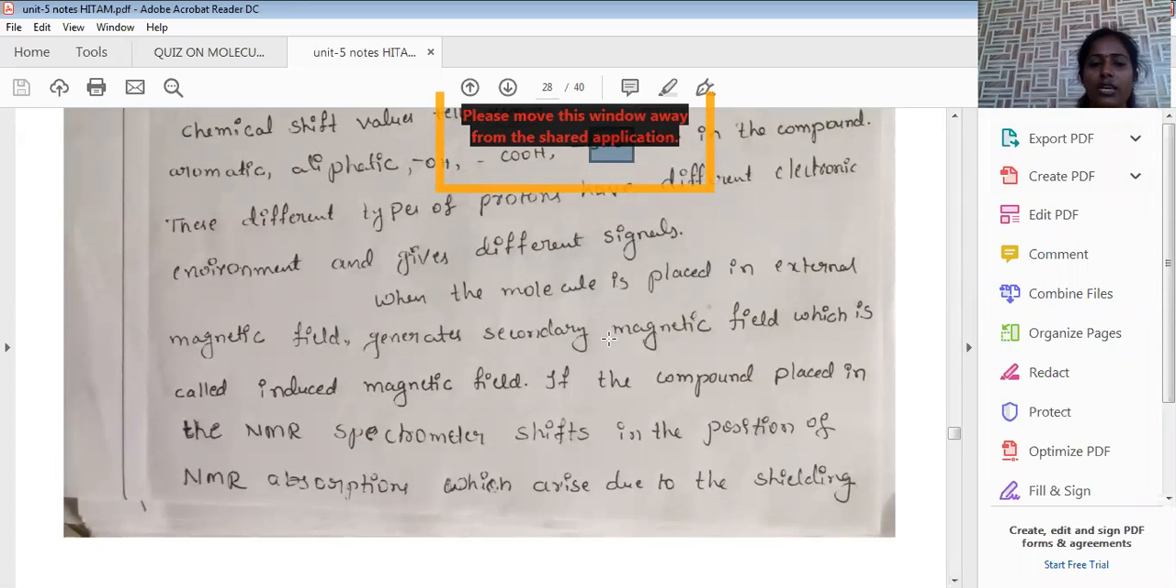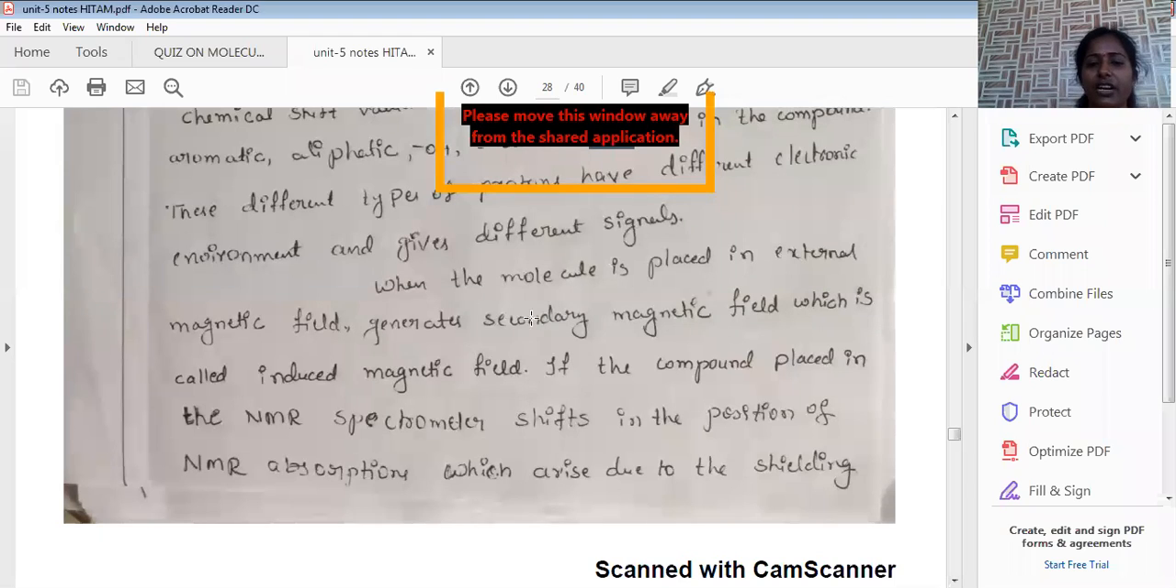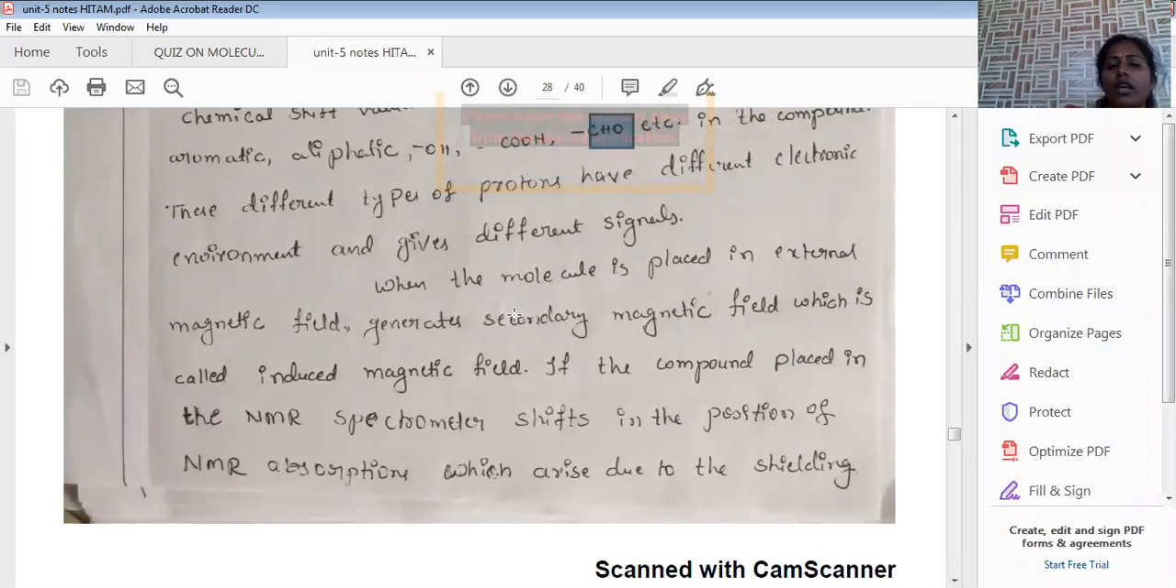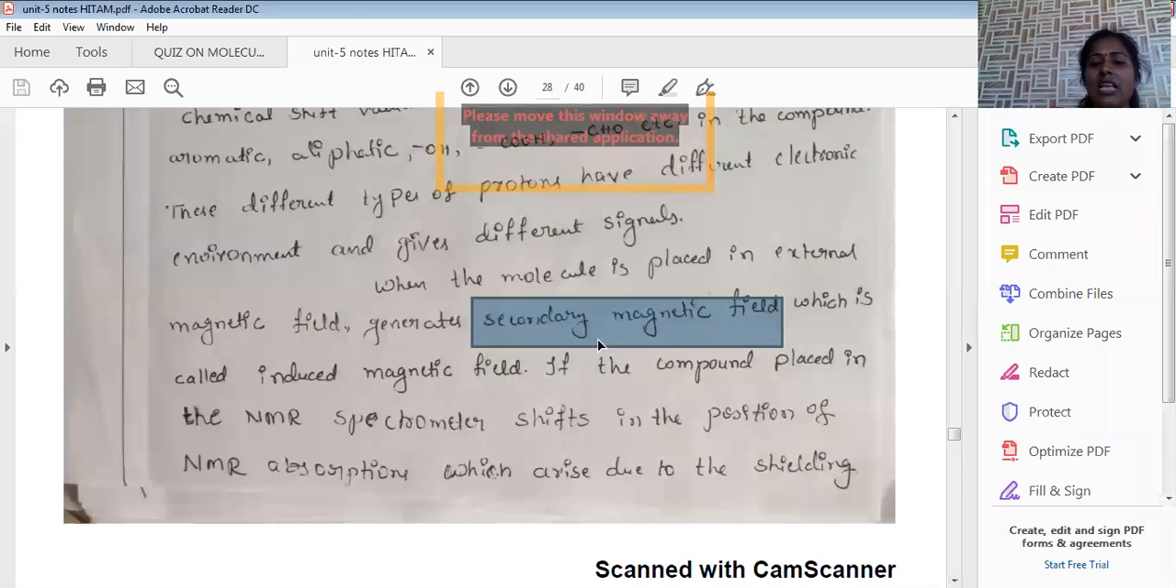When the molecule is placed in the external magnetic field, it generates a secondary magnetic field. We already know any molecule contains protons in its nucleus. Those protons have their own spin, and because of spinning, what happens? They generate a magnetic field. When an external magnetic field is applied, their moment will be increased so that a secondary magnetic field is induced in the molecule. The secondary magnetic field is also called the induced magnetic field.